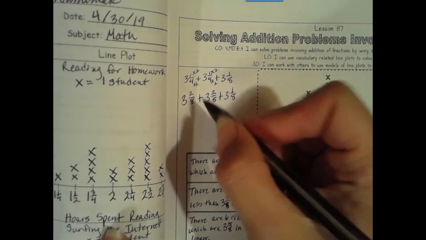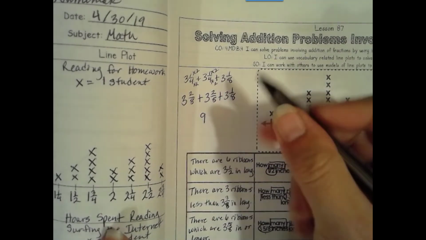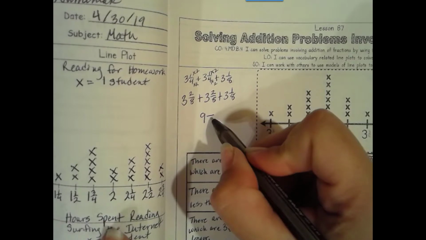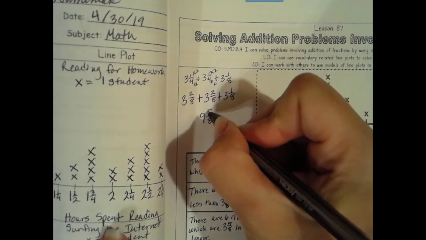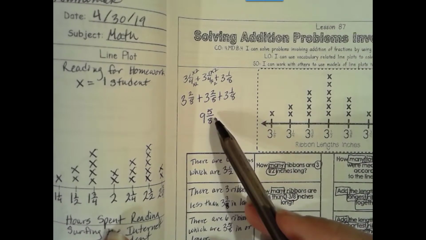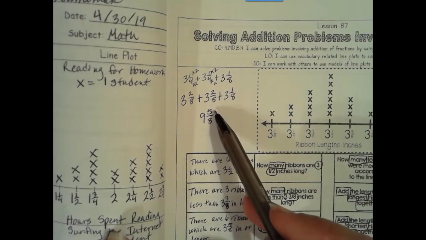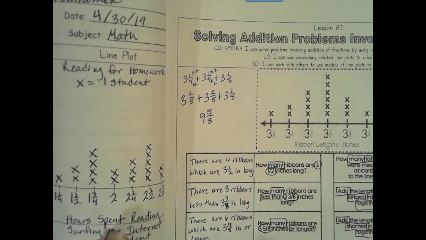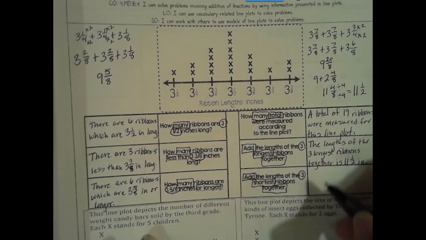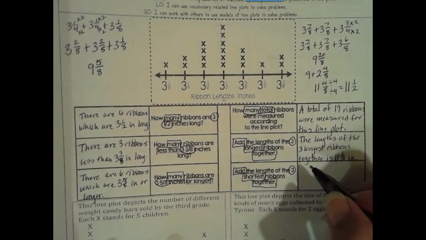So now let's see, 3, 6, 9 for my whole number. And then these are now in 8ths. So I have 2, 3, 4, 5. That is not an improper fraction. Since 5 is a prime number and I can't divide 8 by 5, it's in its simplest form. So there we go. That's the length of our 3 shortest ribbons.